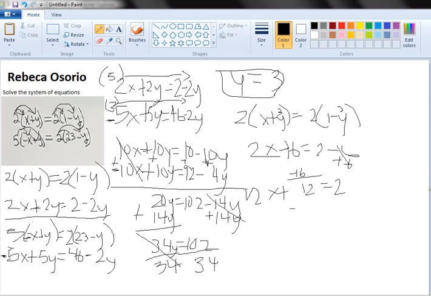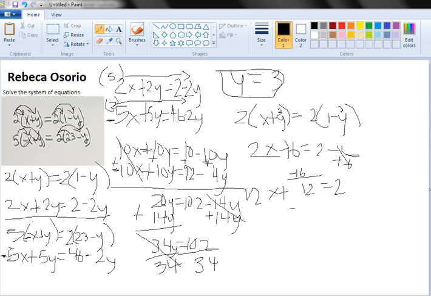Now here, I have it written out for you, but I'm going to try and explain it to you. So here, what we want to do is distribute. We're going to distribute the 2 inside the parentheses. So 2 times x is 2x, and 2 times y is 2y, which we have down here. And then on the other side of the equal sign, we have 2 times 1 is 2 minus 2 times y, which is right here.